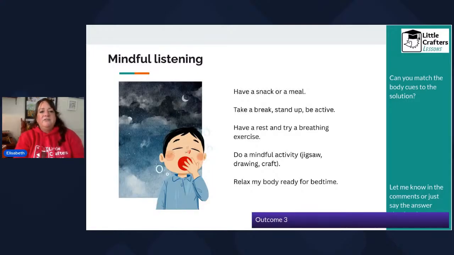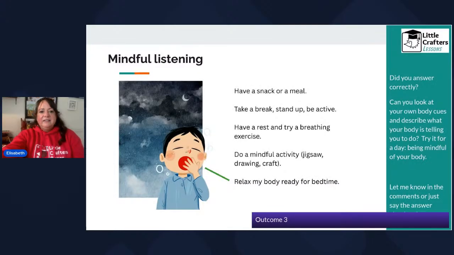And the last one, if I'm yawning, it's nighttime, I'm yawning now. What should I do? Which of those activities matches the yawning? So this is just listening to my body. So relax my body, ready for bedtime. Whatever you do in an evening to relax. For me personally, we like to read at bedtime. So we have bedtime stories here. What do you like to do to relax?